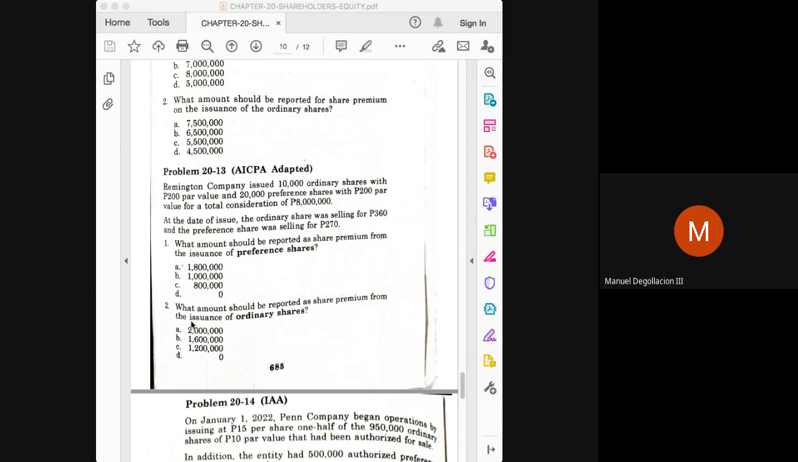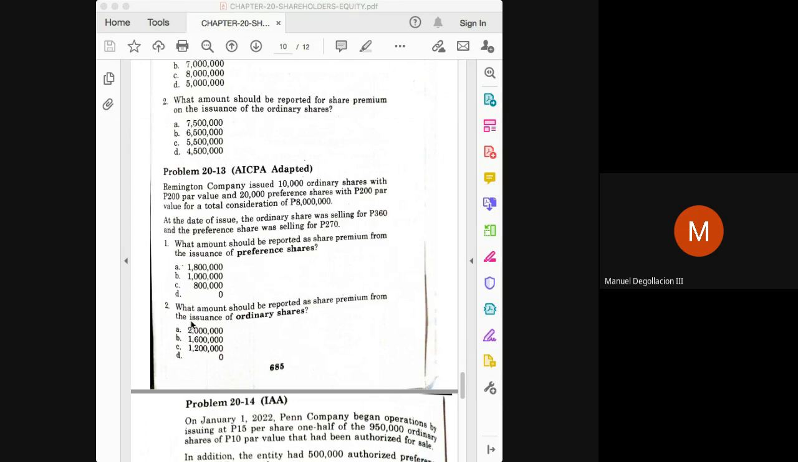First, how are these two problems similar? In this problem, you are given with a basket price. You are given with a single price for more than one items. Okay. But in problem 20-12 class, the basket price is for a debt instrument and an equity instrument. Whereas in problem 20-13, the basket price is for both equity instruments. Since they are both equity instruments, no special treatment is given to either of them.